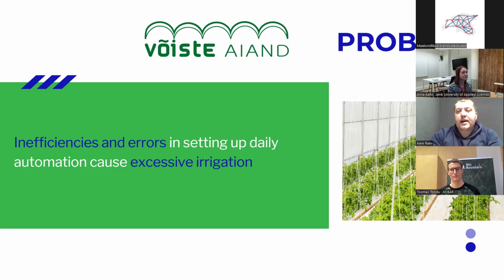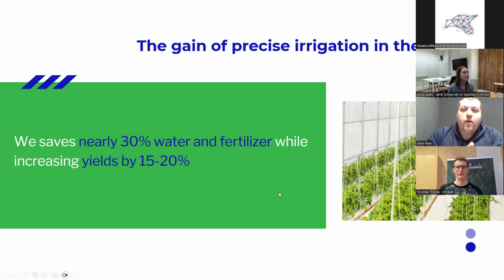What Võiste Island has actually done, and as Mirko showed you in the presentation, is put a lot of emphasis on automatization and data-driven decisions, and this leads to the precise irrigation at Võiste Island. They save nearly 30% of the water and fertilizer, while at the same time increasing the yield by around 15 to 20%. So as Mirko said before, less input and more yield. This is what all the greenhouse growers and greenhouse owners are actually looking for.